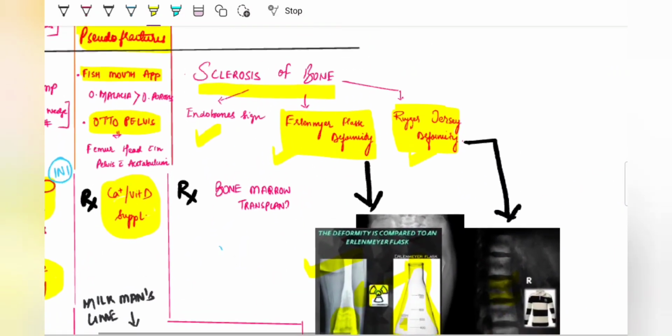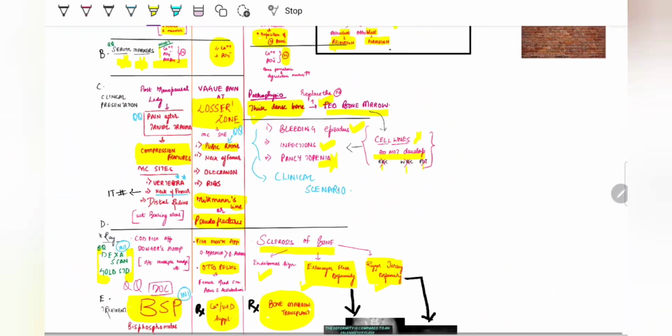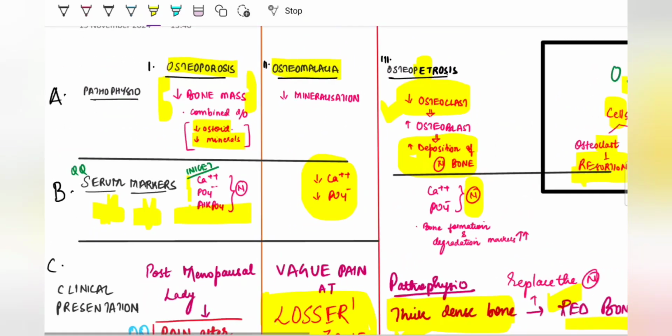And obviously, when there's excess bone deposition within the bone marrow, the cell lines are getting affected. So the treatment in this case will be bone marrow transplant. So like this, usually we have to study, where we compare three disorders which look similar, but there are certain differences on the basis of which we can compare them and remember them and have a better recall in the exam.